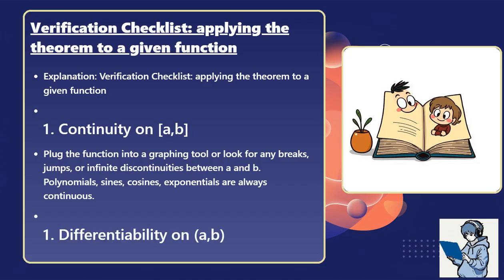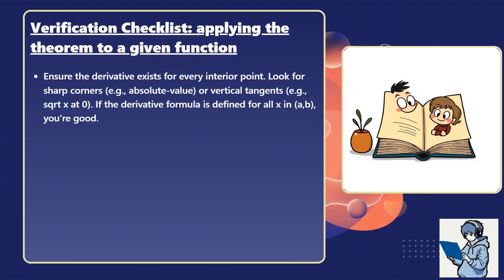Step 2. Differentiability on a to b. Ensure the derivative exists at every interior point. Look for sharp corners, like the absolute value, or vertical tangents, like square root of x at 0.